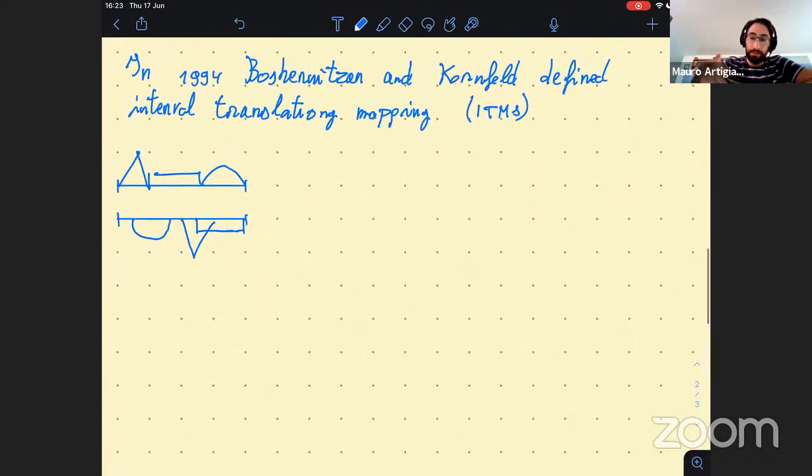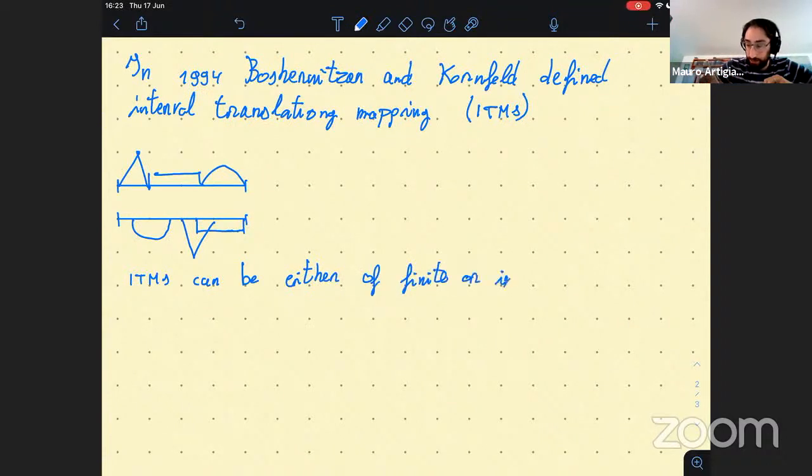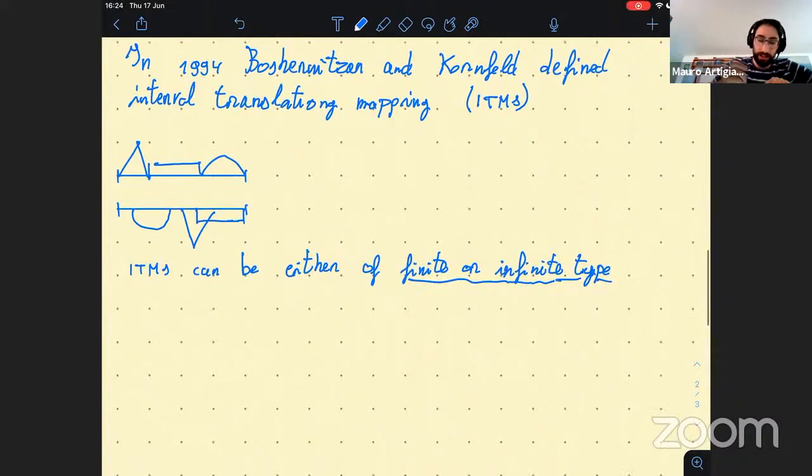So already in the paper by Boschernitz and Kornfeld, they observed that an ITM can have two different behaviors. ITMs can be either of finite type or infinite type. So what do I mean by this?